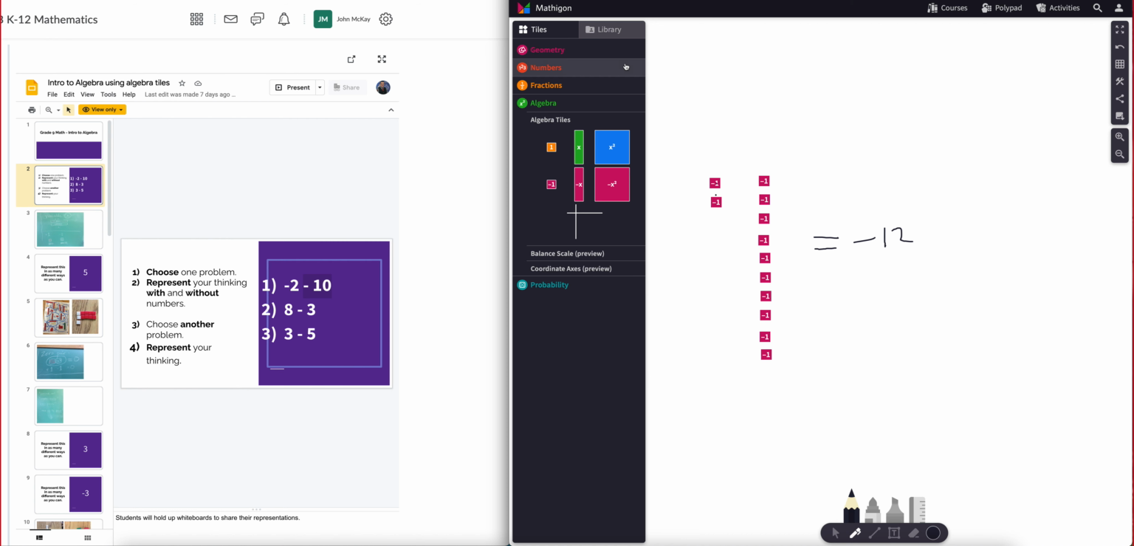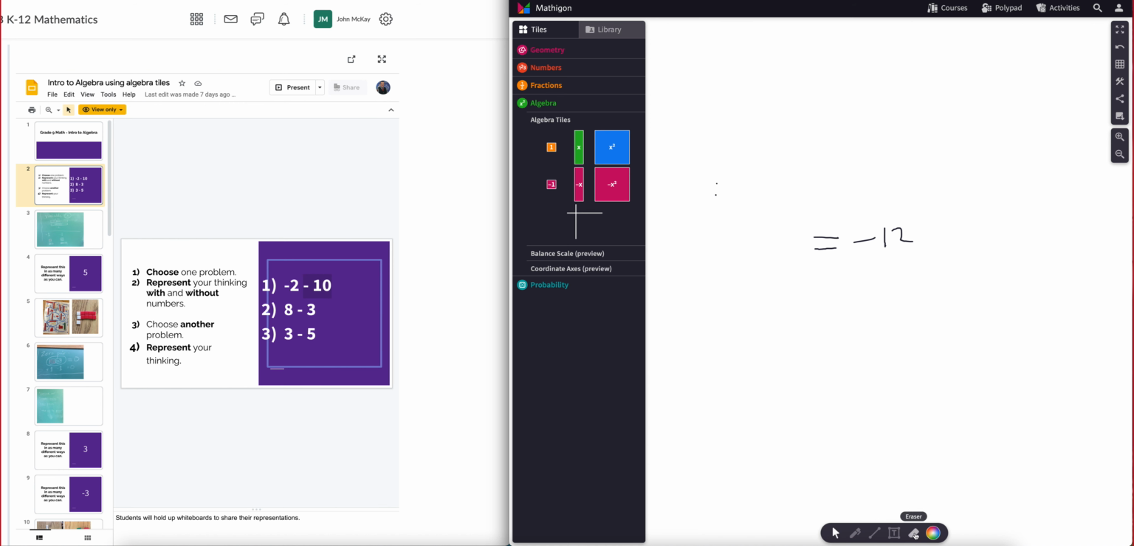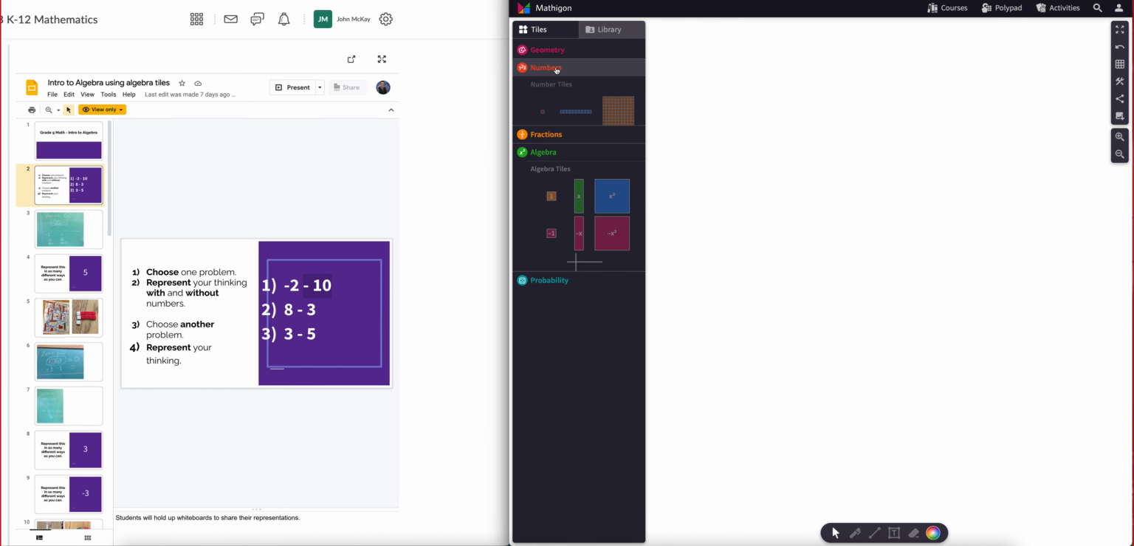So if I look at the next one, again, most people are okay. When you start mixing in the negatives, kids get a little bit confused. Okay, what's what, and how do I know that? I've even heard that two negatives make a positive. That's true when you multiply, but here you're at -2 and you're taking away 10 more.